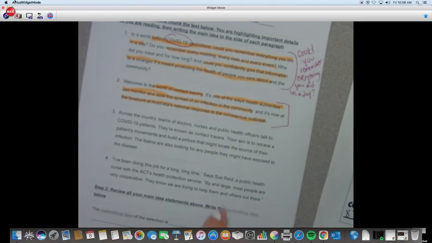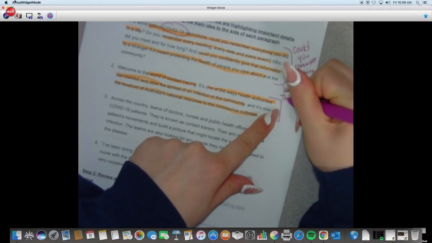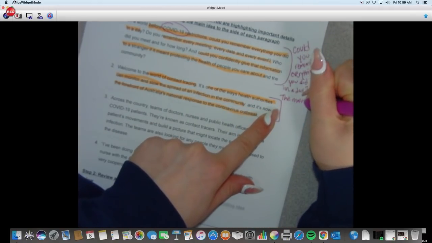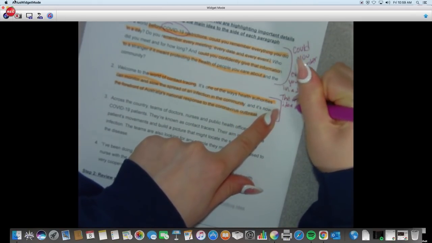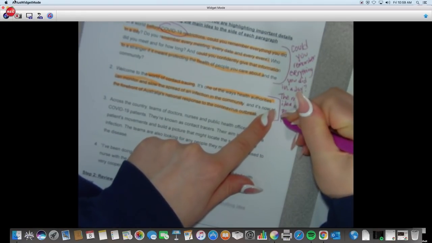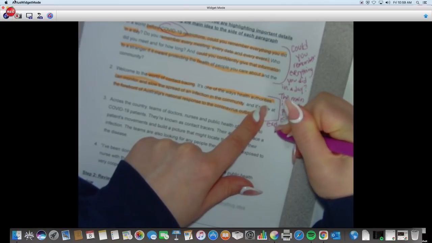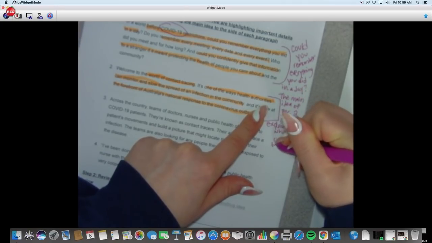Okay, so right here, looks like the main idea of paragraph 2 is to explain what contact tracing is.